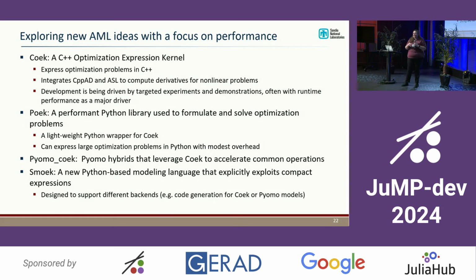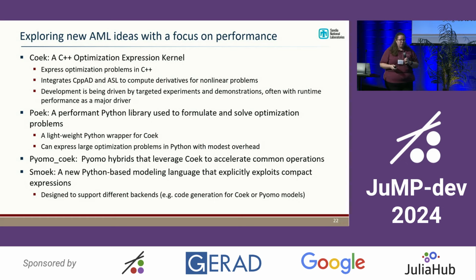Pyomo Coke, which brings things together and starts looking at optimization models that are defined in Pyomo but have a lot of the underlying numerics and computation still on the C++ side, which allows some interesting performance improvements and implications. And then Smoke, which is starting to look at compact expressions, compiled expressions, representations, and things like that. So with some of these other AML ideas we've been exploring, it's really allowing us to explore some of the trade-offs between model expressibility, performance, and ease of implementation, whether you're trying to implement things in Pyomo or C++ or some hybrid of the two.